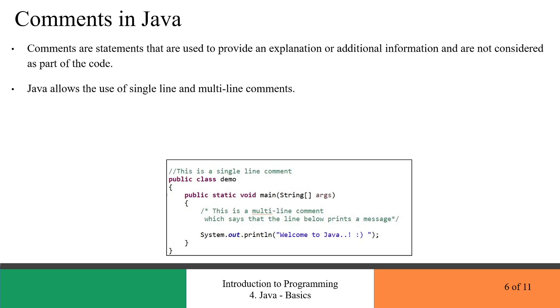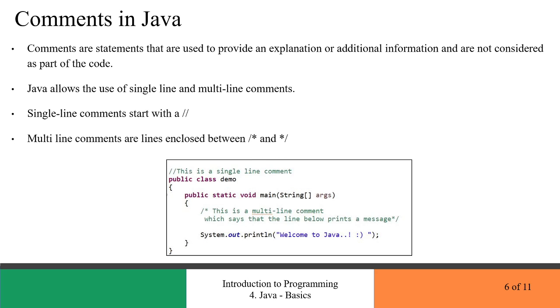Java allows the use of single-line and multi-line comments. Single-line comments are comments that extend to a single line and begin with a double slash. Multi-line comments consist of multiple lines of comments and are enclosed between a slash star and a star slash. Try to execute this code in your IDE and observe the output.